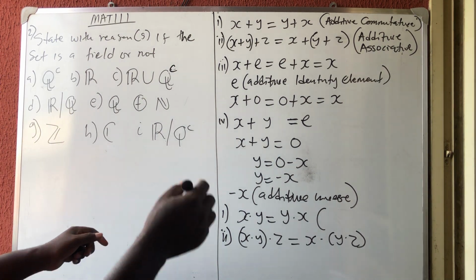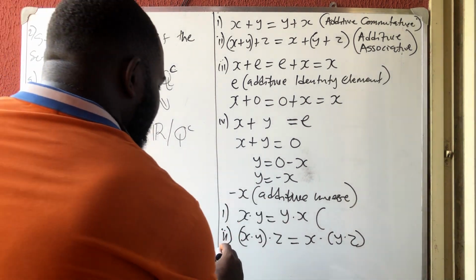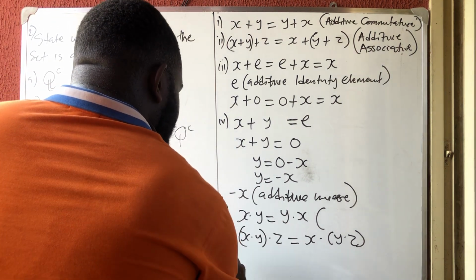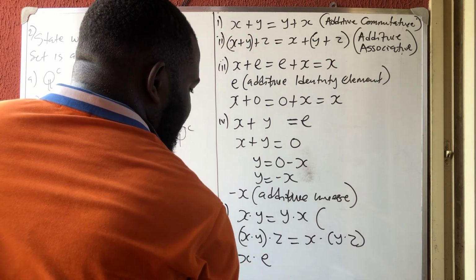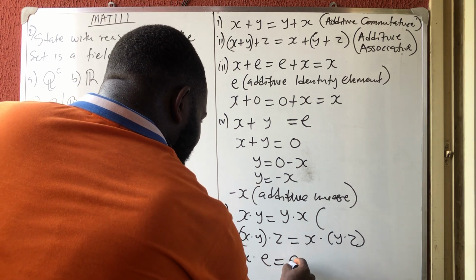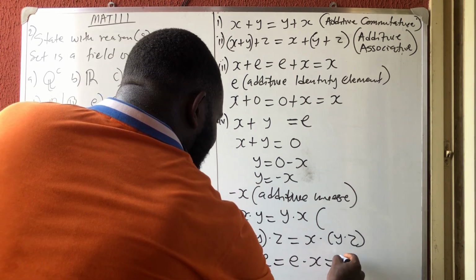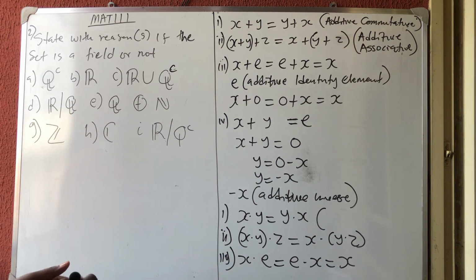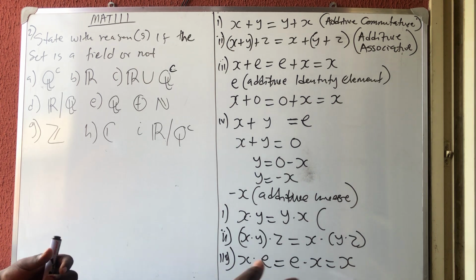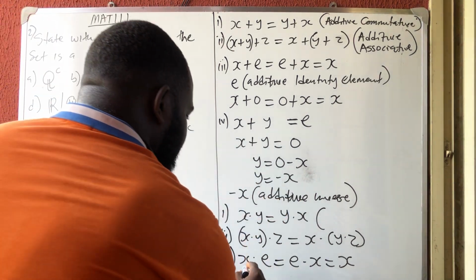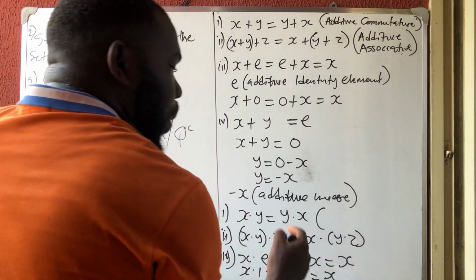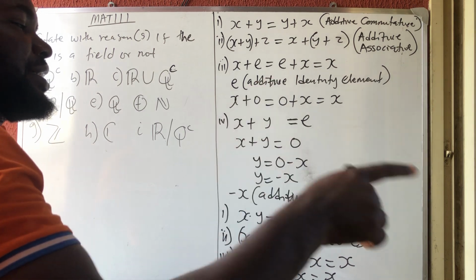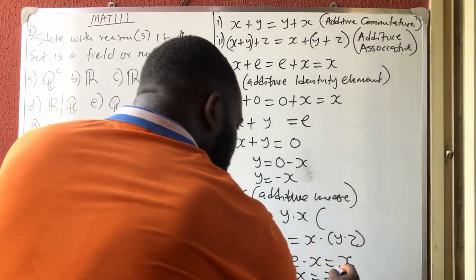So the next one is what? Multiplicative identity element. A multiplicative identity element says that x times the identity element will give me the identity element times x, which will give me back x. The only element that you can multiply with something and get itself is 1. So if x times 1 is the same as 1 times x, which gives you back x, then 1 is what? A multiplicative identity element.